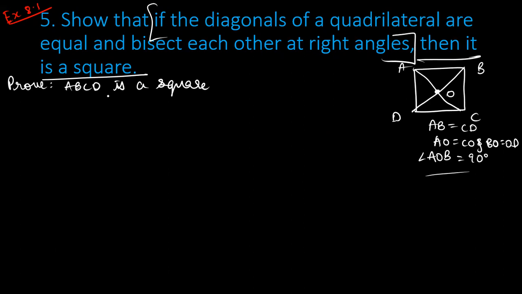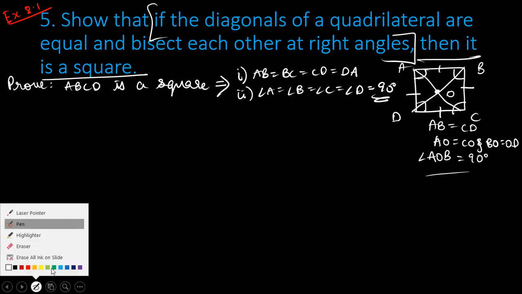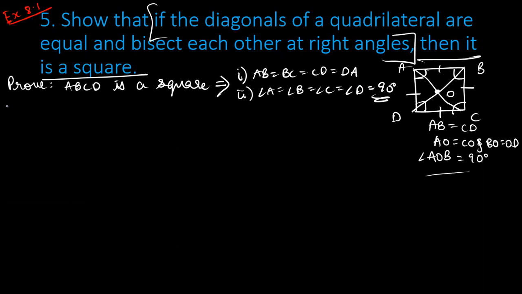First of all, for a square, you know that all the sides have to be equal and all angles have to be 90 degrees. That's the basic thing. So to prove that ABCD is a square, first thing I can say is that AB is equal to BC is equal to CD is equal to DA, and I can also say that angle A is equal to angle B is equal to angle C is equal to angle D, which is equal to what? 90 degrees. Clear? All these angles should be right angles and all sides must be equal to each other. This is what I have to prove. So let's see how to prove this.